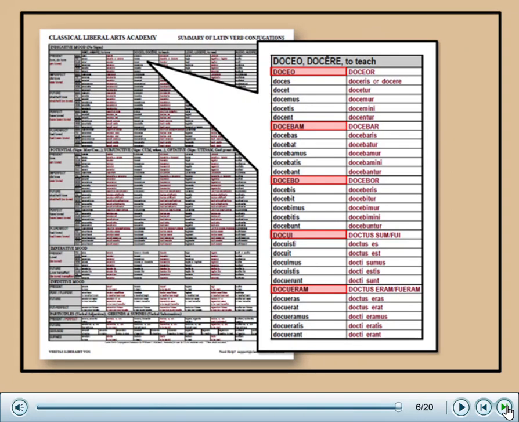Next, we're going to learn the first person indicative forms of the second conjugation. The example verb of the second conjugation is doceo, docere, to teach. You can see the forms we'll be learning highlighted in red. Find this box on your Latin verb summary chart and we'll begin.